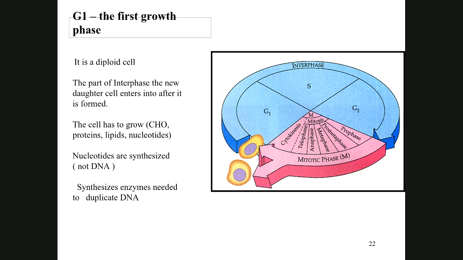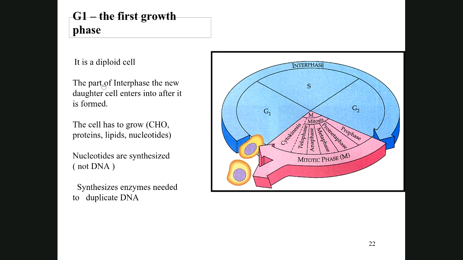So let's look at what happens to this daughter cell after it's just been formed. It enters into G1, which is the first growth phase. That's what G1 is, growth 1, first growth phase. The cell is diploid because remember mitosis, all the somatic cells are diploid. They have a full chromosome number.